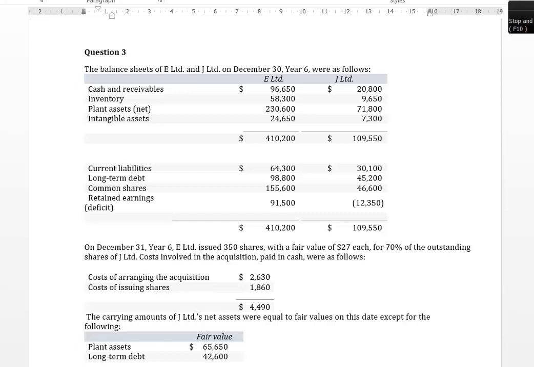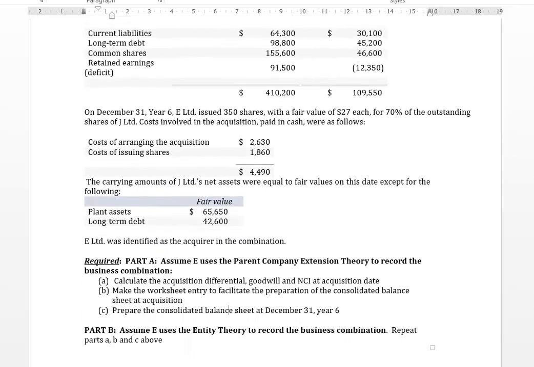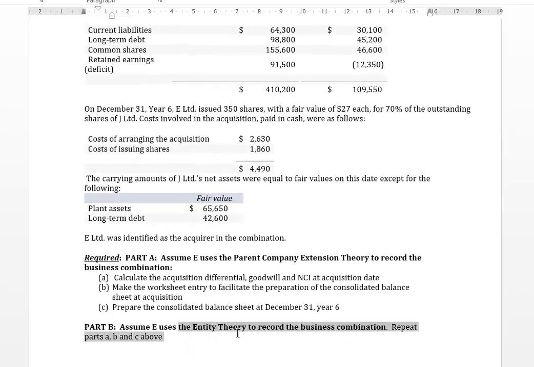Hi folks, and welcome to this video on question 3, part 2, which is doing the same question, E and J, but only we're going to use the entity theory. So we haven't changed the data at all, we're just doing the entity theory piece.